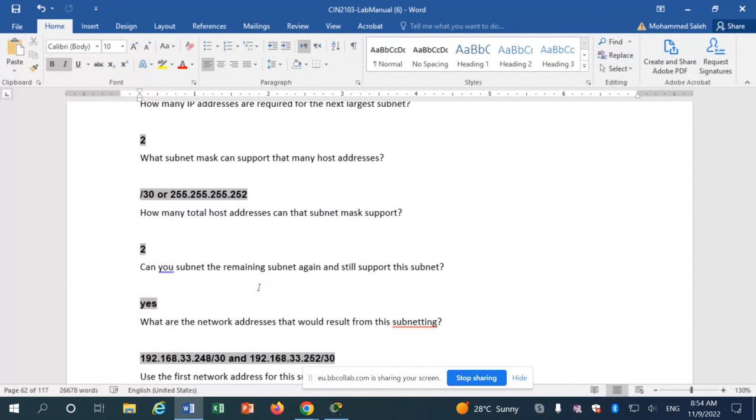So here, what's the magic number? 4. So what is the last subnet? We will add 4 to 252. This is my 1, 2, 3. And this will be my last network. Okay?